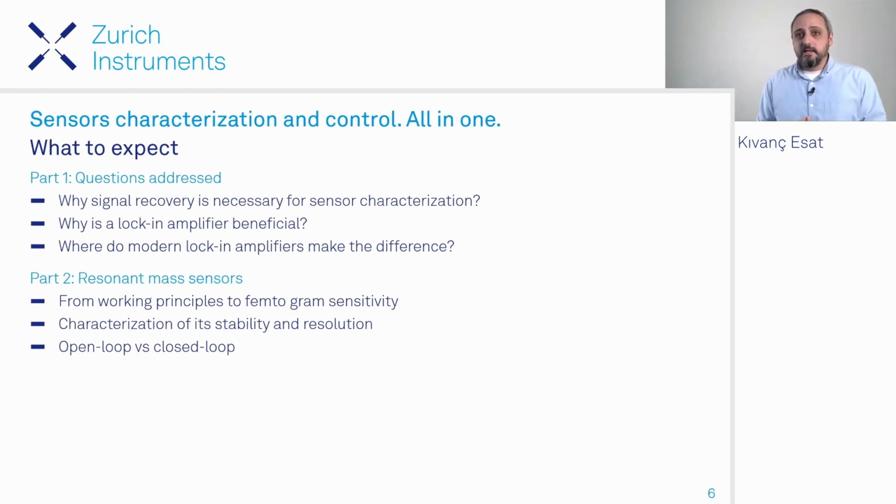And then Tomas will take up the next part, where he will be focusing on the resonant mass sensors and describing his research there, from working principles of sensors to how to achieve femtogram sensitivity. And of course, characterization, stability, and resolution are essential at that point. And he will also be talking about the open loop and closed loop behavior of such devices and the differences in their behavior in between.